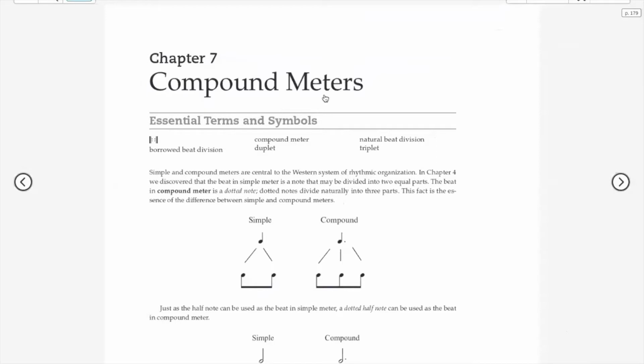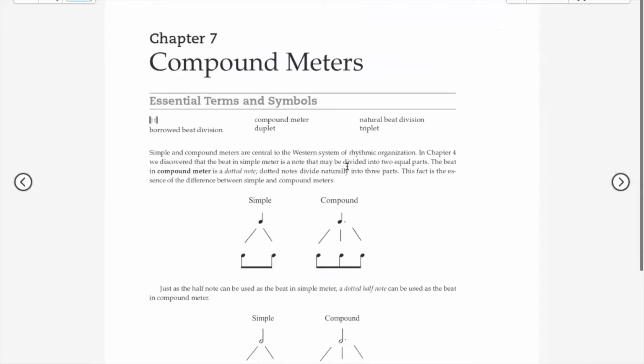Here we are in Chapter 7, returning to the discussion of meters and beats and some of the things we talked about a week ago. This chapter is about compound meters, and let me try to explain this to you. We already discussed simple meters, in which the beat is divided into two equal parts.